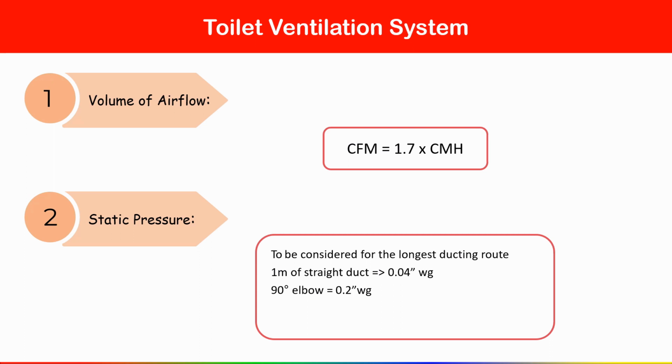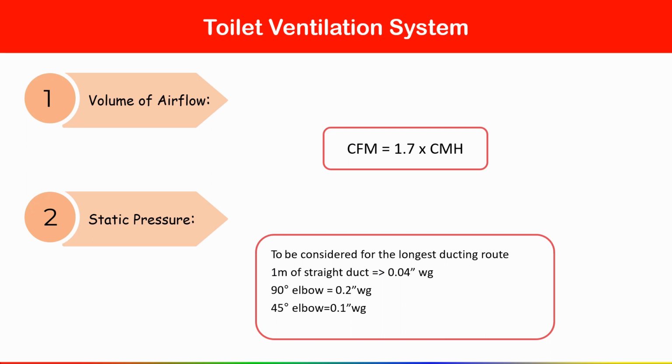And suppose a 90-degree elbow is coming in your duct routing, for that we have to take 0.2 inch of water gauge. Okay, for a 45-degree elbow we have to take 0.1 inch of water gauge. Suppose a shoe neck is also there, when you are giving the branch duct from the main duct, we have to install the shoe neck also.